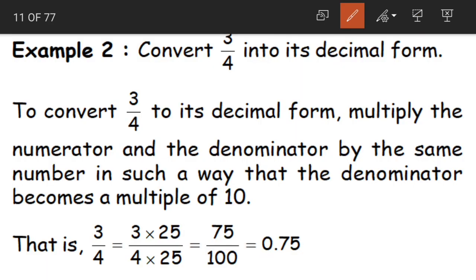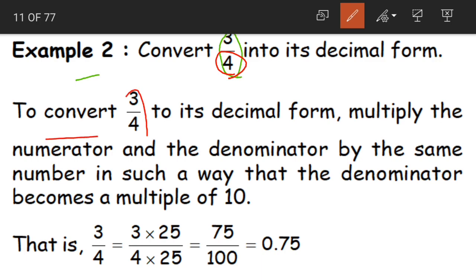Now if you look at the example given here, what are we having? We have convert 3 by 4 into its decimal form. Yes children, convert 3 by 4 into its decimal form. Here if you look at the denominator, it is 4. It is neither 10, 100 or 1000, so that we can count the number of zeros and put the decimal point. Now how to do this?